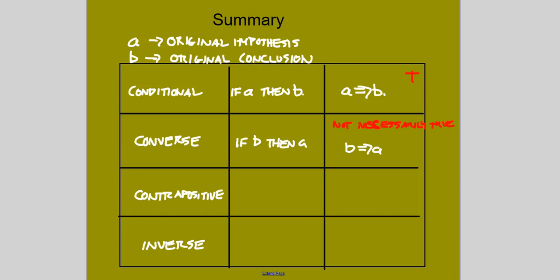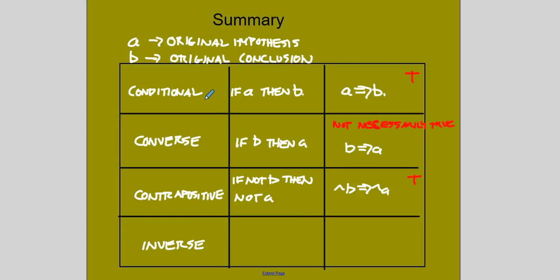Now the contrapositive is you swap the hypothesis and conclusion and you negate them. So if not B, then not A. Using the implies notation, I could write not B implies not A. Again, this is always true. If the conditional is true, the contrapositive will always be true.